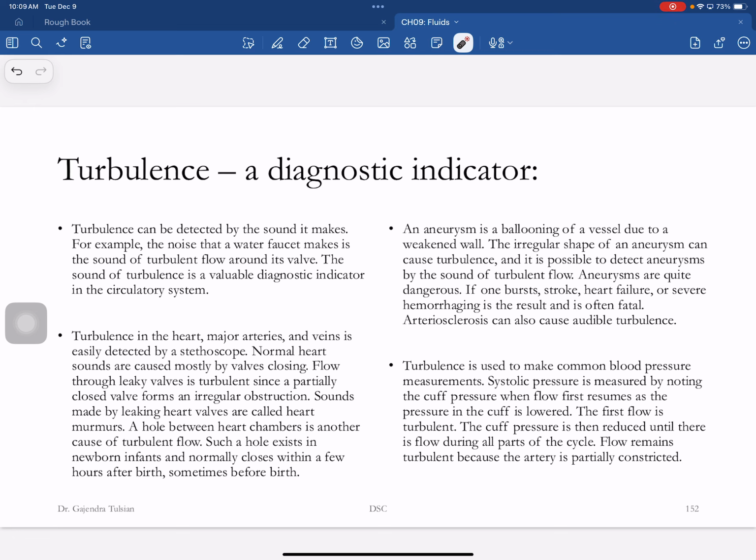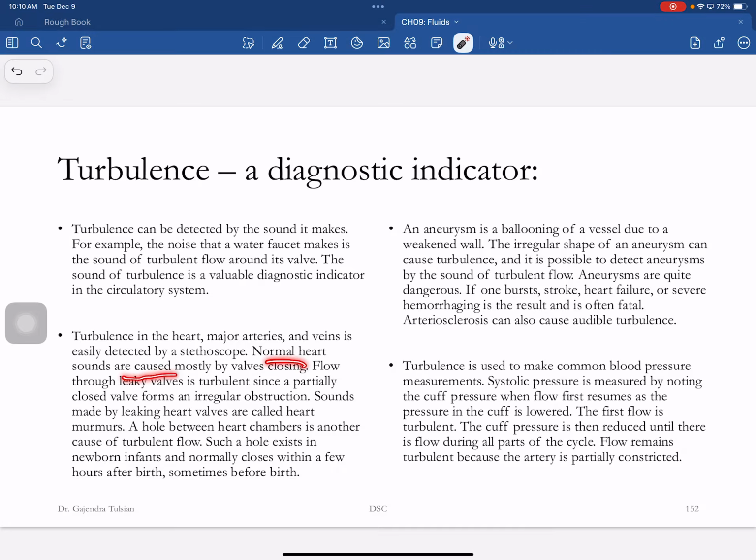And even when they listen to your lungs, they don't want airflow to your lungs being turbulent. So that's what they do when they put the stethoscope on your back. They're listening to your lungs. Turbulence can be detected by the sound it makes. For example, the noise that a water faucet makes is the sound of turbulent flow around its valve. Turbulence in the heart, major arteries, and veins is easily detected by a stethoscope, so you can easily hear it.